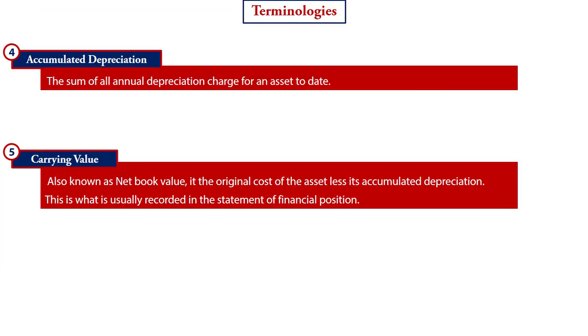Let's talk about accumulated depreciation. Now, this is the total of all the annual depreciation that has been charged for the asset to a particular period. Carrying value, also known as net book value, is the original cost of the asset less its accumulated depreciation. So this is what is usually recorded in the statement of financial position.